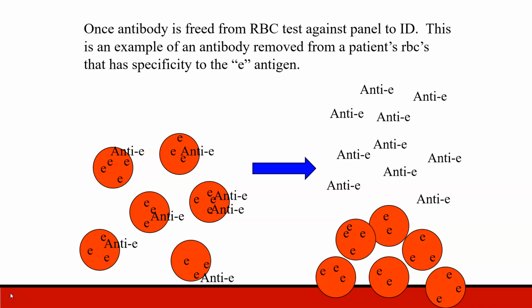So once the antibody is freed from the red cell, test against the panel to identify. This is an example of an antibody removed from a patient's red cells that has specificity to the E antigen. And this could be an alloantibody, and the history is crucial, that the patient was recently transfused, and these are donor cells coated with patient antibody.